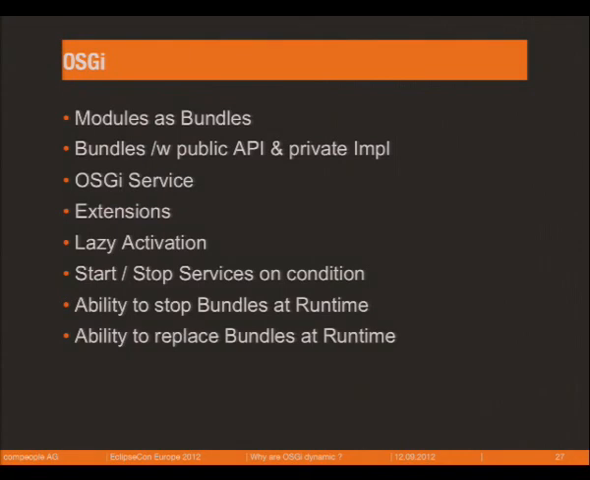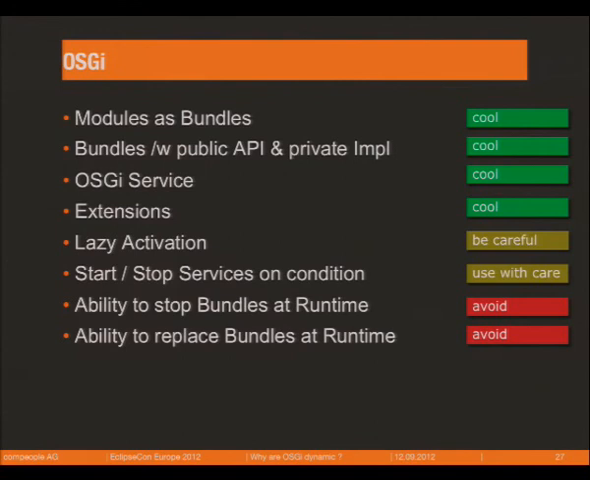So here's my list of OSGi features: modules, encapsulation, having bundles and public APIs, services, extensions, lazy activation, and my personal preference. Personally, I would be very careful with lazy activation. I would rather think you should activate or start bundles at start most of the time to be sure that they are running. You should be careful about stopping services, do it intentionally for some services, but not for too many. And you should be really careful or avoid exchanging bundles at runtime.